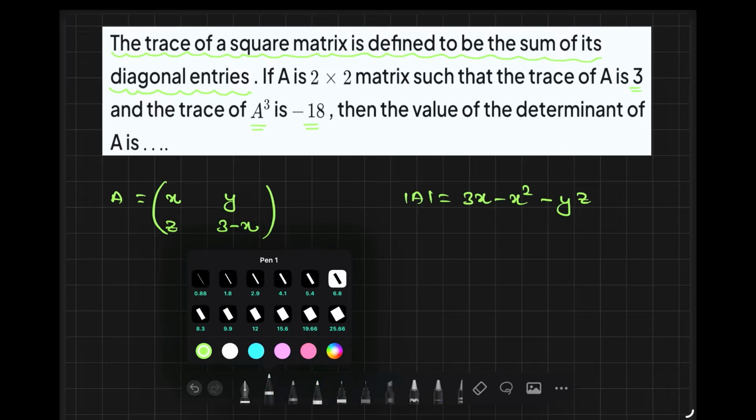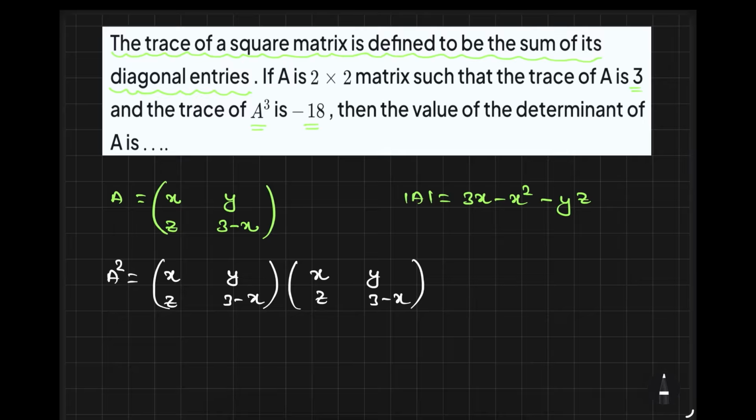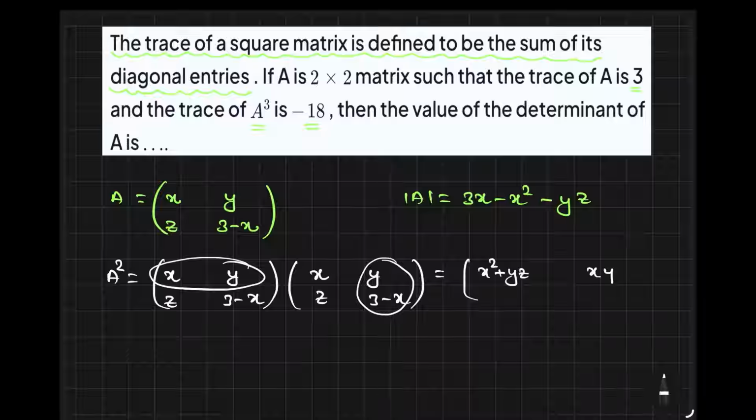Now we have to try to reach A cube. Before reaching A cube, we need A square. So x, z, y, 3 minus x multiplied by x, z, y, 3 minus x. If you multiply the corresponding elements, you will get x square plus yz, then this with this, you will get xy and then 3y minus xy.